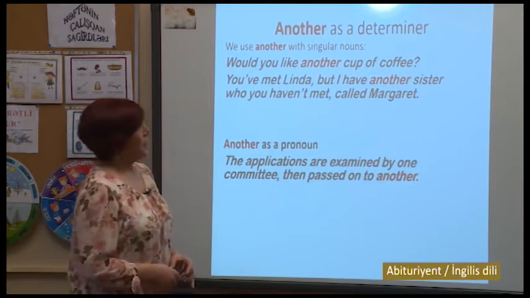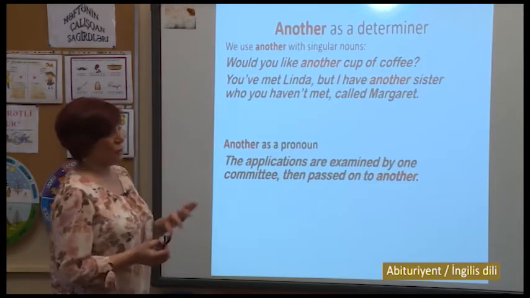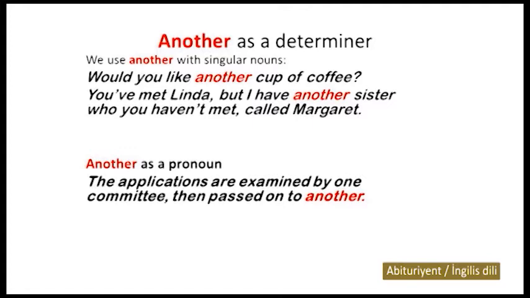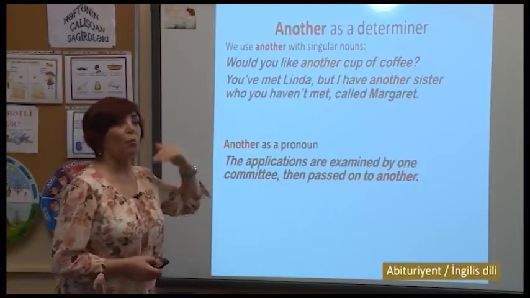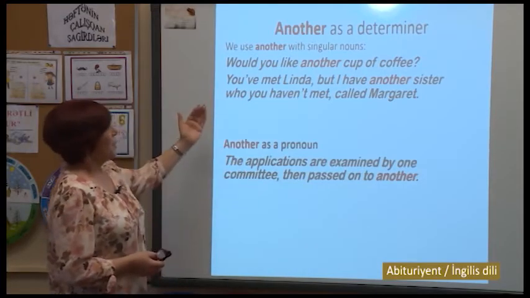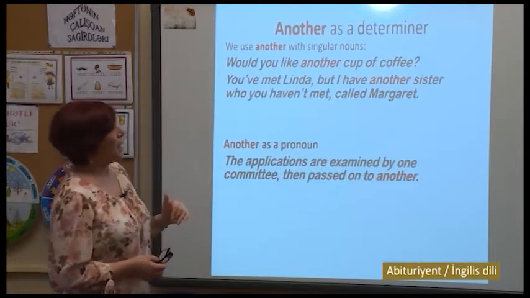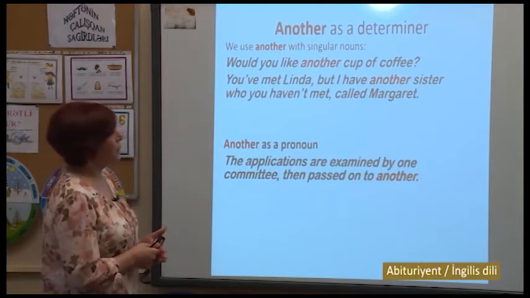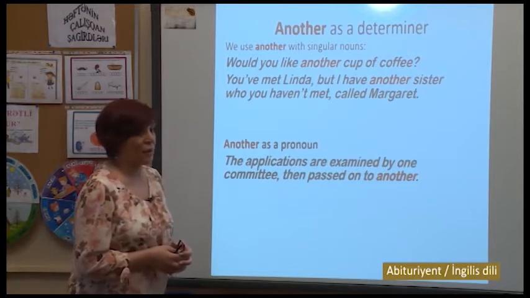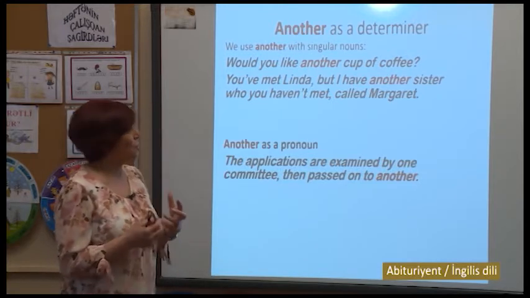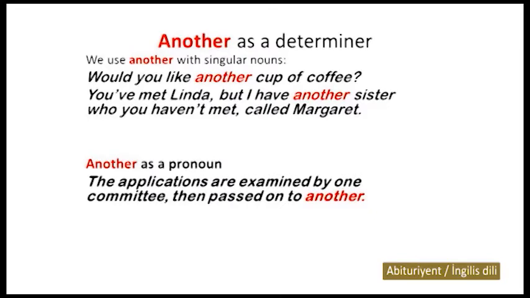As we mentioned, "another" can be used as a determiner and "another" can be used as a pronoun. Now let us see. We use "another" with a singular noun. You know it and you remember it. For example, "Would you like another cup of tea?" It means one more, additional. "You have met Linda, but I have another sister who you haven't met. Her name is Margaret." It means that I have one more sister. You know just one of them, and my second sister's name is Margaret.